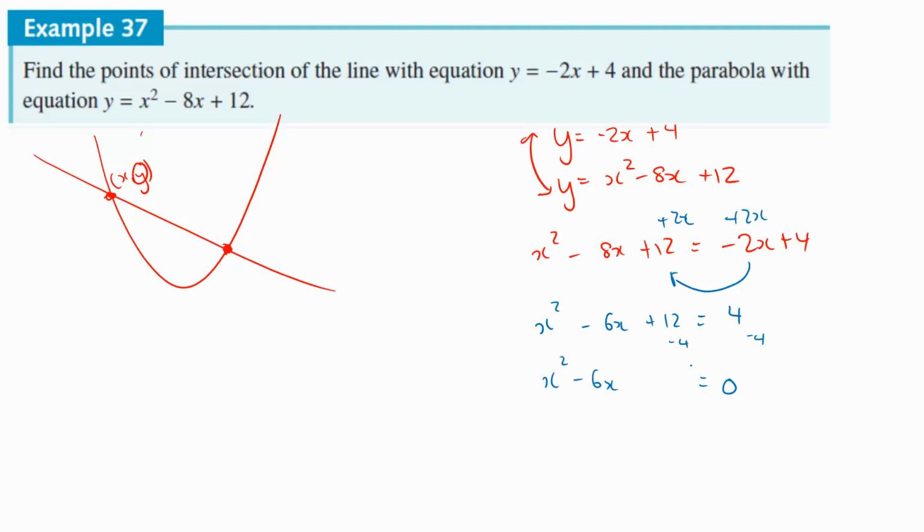12 minus 4, which is? 8. It's a positive 8. Okay? Now I haven't solved anything yet. I've got x squared minus 6x plus 8 equals 0. This is like your exercise 3C. Using null factor law, but how to solve this?